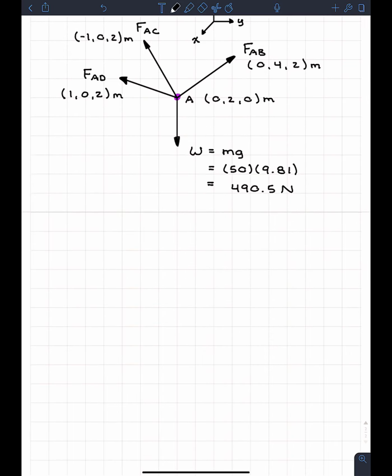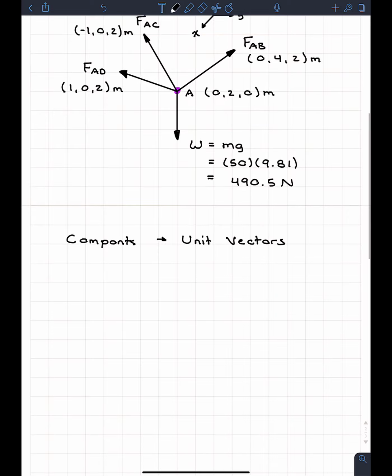So what I'm going to do is I'm going to put components. This is what I want to solve for. And I'm going to put unit vectors. So let's just see really quick. There may be some tricks in here, because 3 unit vectors, that's a lot of work. So let's just find out what happens. Let's start on the very left, FAD.